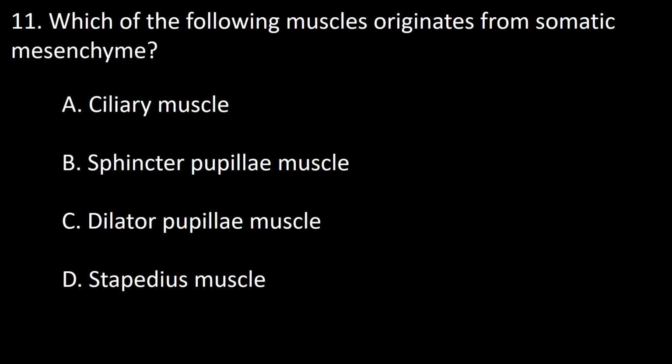B. Next question. Which of the following muscles originates from somatic mesenchyma? A. Ciliary muscle, B. Sphincter pupillae muscle, C. Dilator pupillae muscle, D. Stapedius muscle.